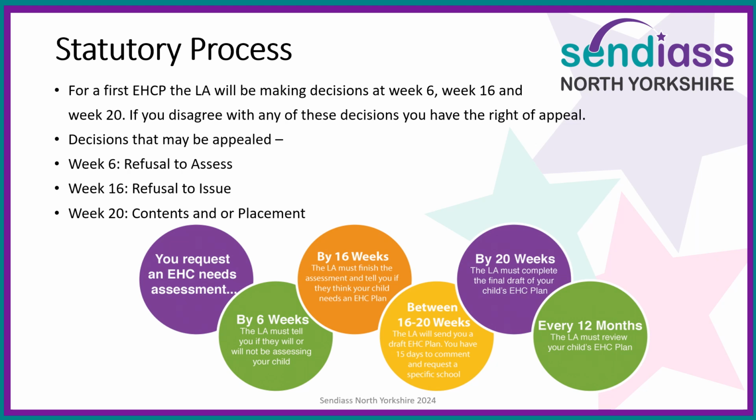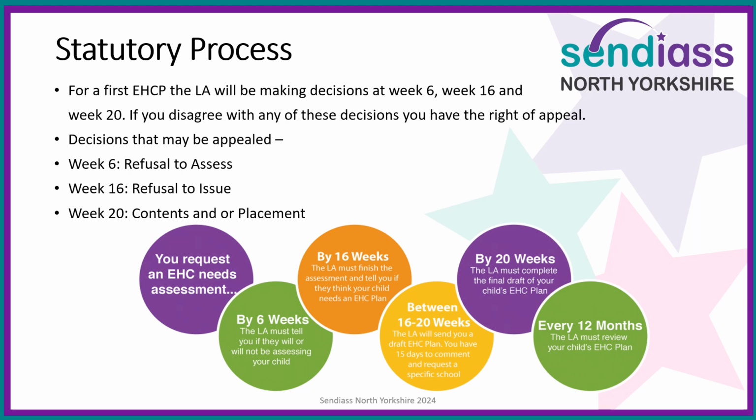If at the end of 16 weeks the local authority decide that a plan is not necessary, they will issue a refusal to issue decision and you will have the right of appeal. If they decide that a plan is necessary, the process will move on to the next stage. In this stage, the local authority will send you a draft copy of the education, health and care plan that they are proposing. You have 15 calendar days to request any amendments and also to request a specific school.